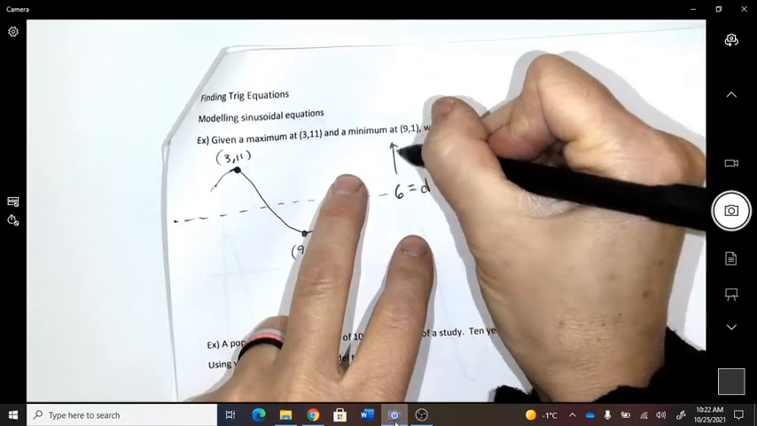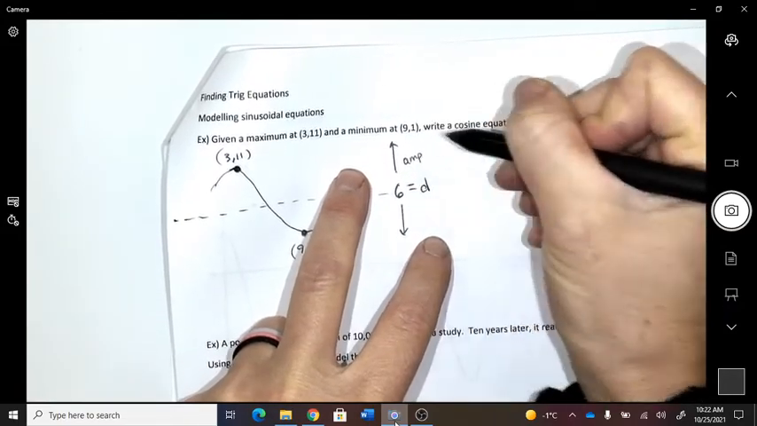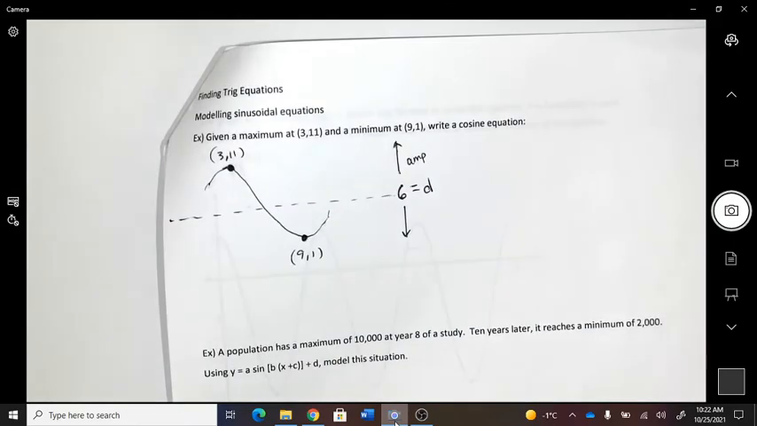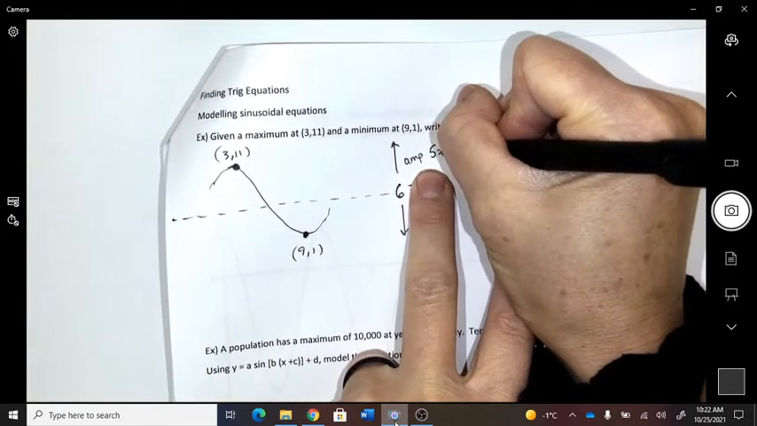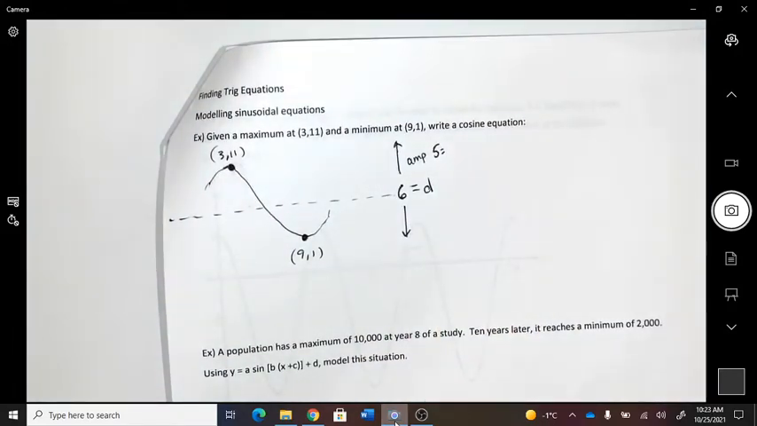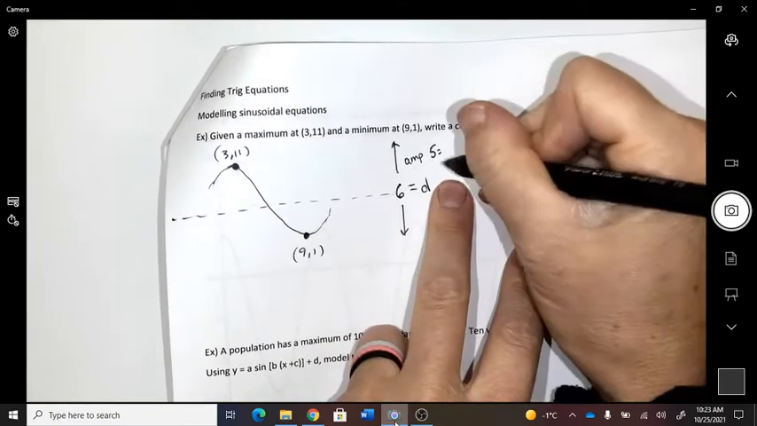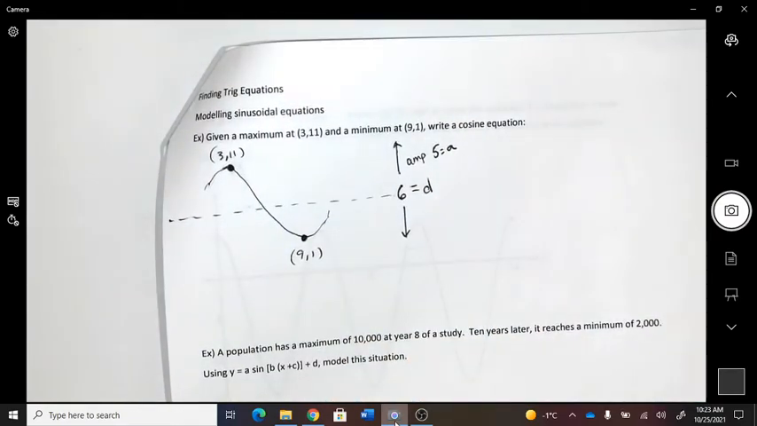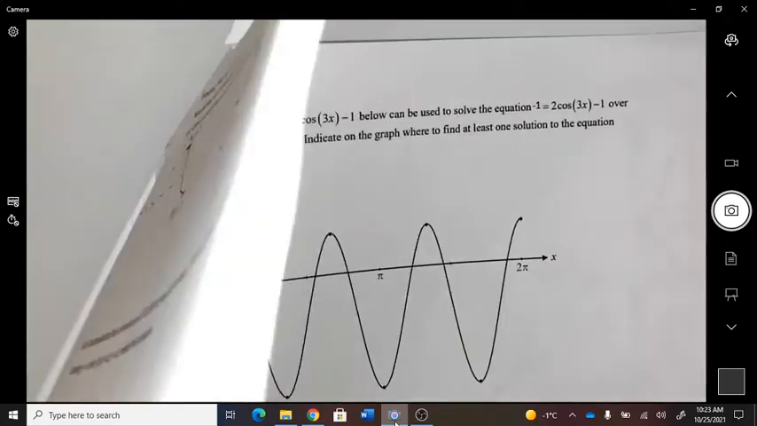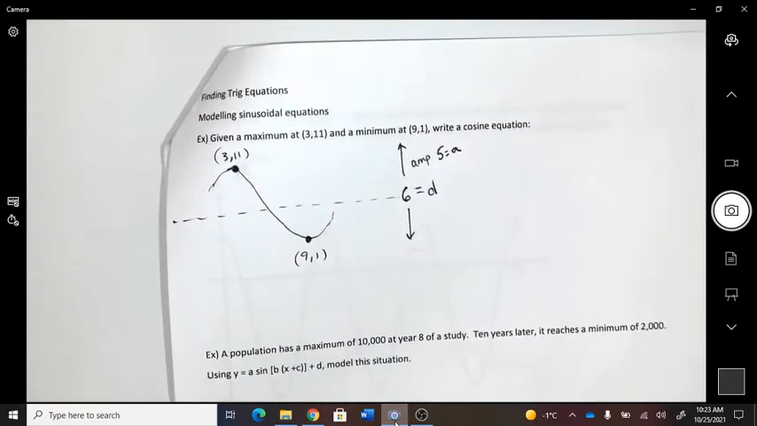Okay, now, what's the amplitude? So from 6, how much are you spanning up and down? Did you pick 5? Because 6 plus 5 is 11, or 6 minus 5 is 1. So that is which letter? That's the A, right? An amplitude is the A part of a curve. Okay, next.